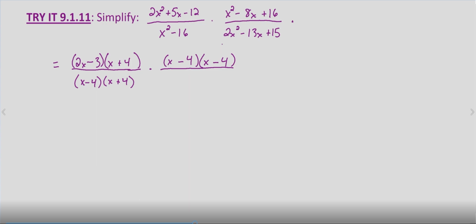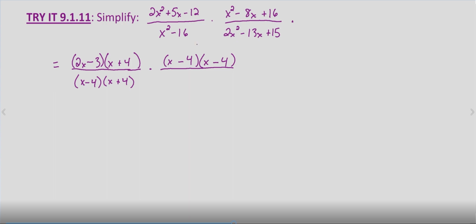And we could have recognized that it was a perfect square trinomial. If we look at minus 2ab for our middle term, we would end up with minus 8x. But when we have a leading coefficient of 1, sometimes it's just as simple to write it out the way we normally would: what multiplies to 16 but adds to negative 8. Either way is fine. And then we're left with 2x squared minus 13x plus 15.